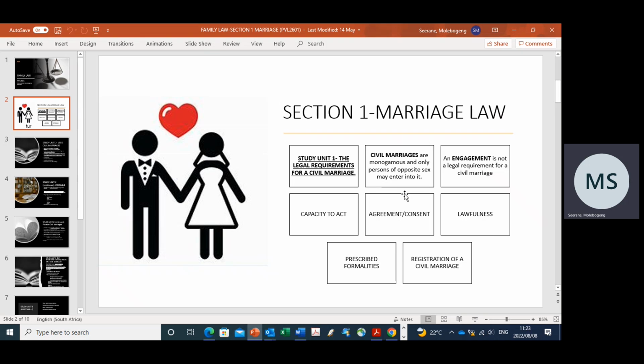Okay. So we need to understand what a civil marriage is. A civil marriage is monogamous, and only persons of the opposite sex can enter into it. It is governed by the common law and various acts, meaning legislation, statutory, and fully recognized by South African law. So one would summarize it as monogamous, heterosexual, voluntary, and it excludes other people.